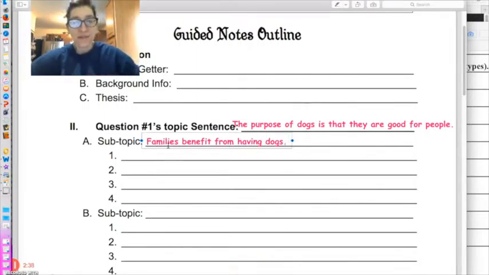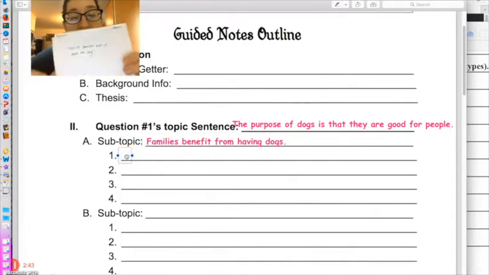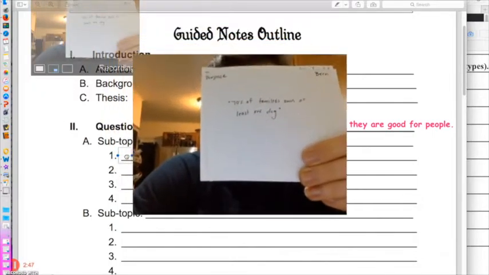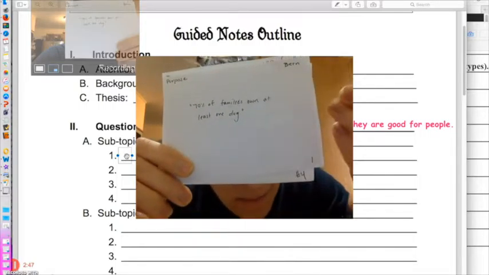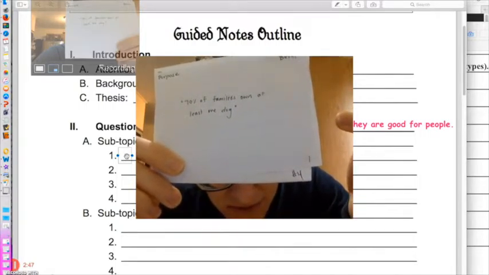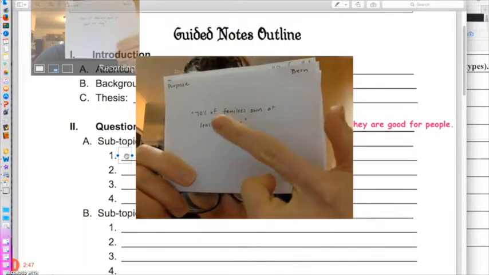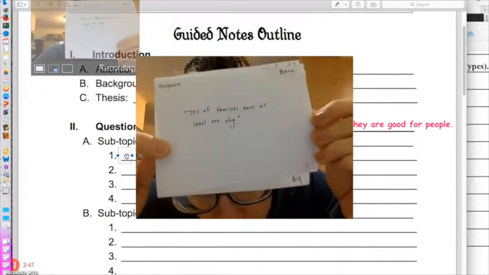All right, so guess what the 1, 2, 3, and 4 is? That's space for you to actually type in your note cards. So my first note card, as you can see, in this sub-pile of families, reads 70% of families own at least one dog, and that was by Byrne, which is my first source. Okay, Byrne, first source.